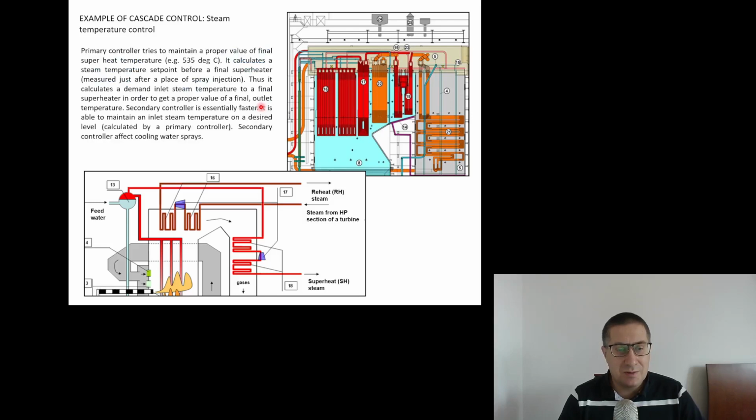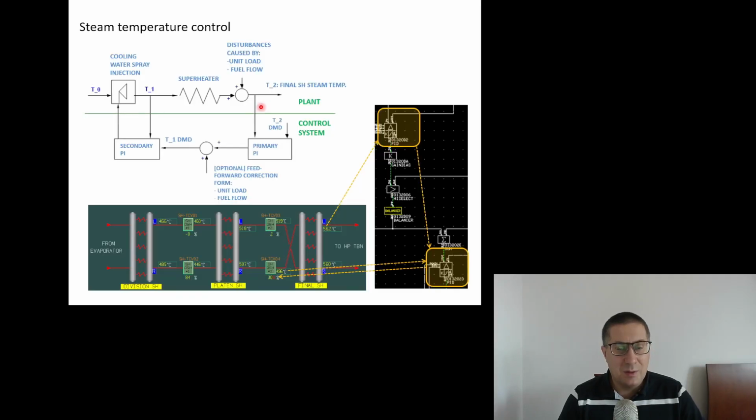Let's take a look. We can add a primary controller. Of course, we need this primary controller to keep this final superheated steam temperature on the desired level. Let's say this 540 centigrades. But this primary controller, let's say the gentle one, slower one, less aggressive, because of the high process dynamics here, will not control the cooling water spray directly, because it's hard.